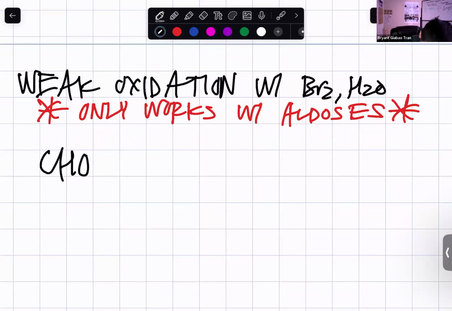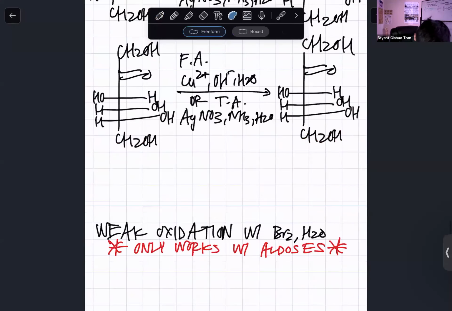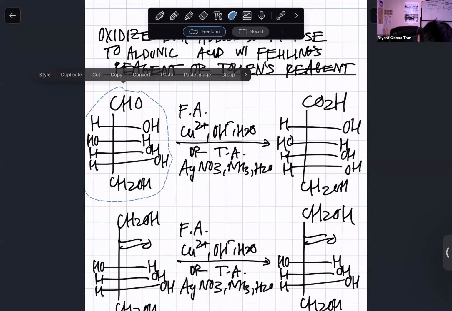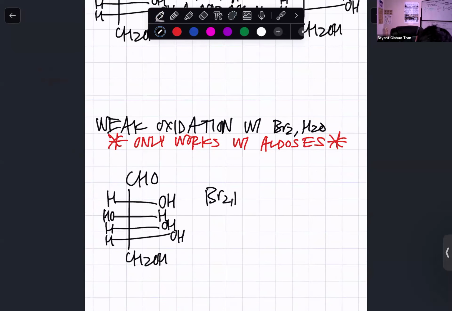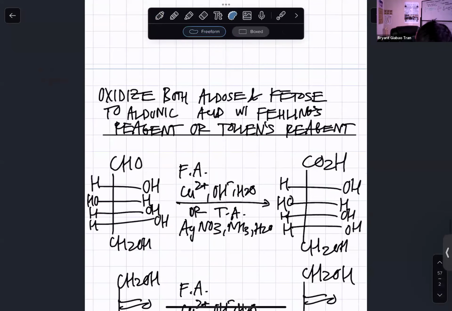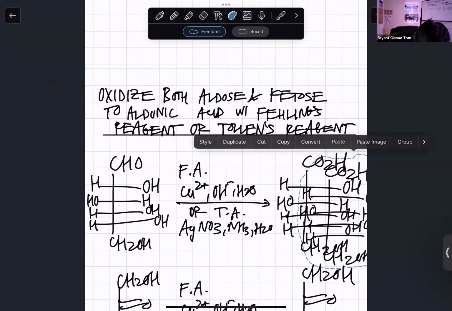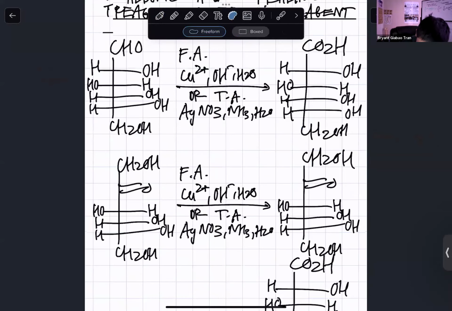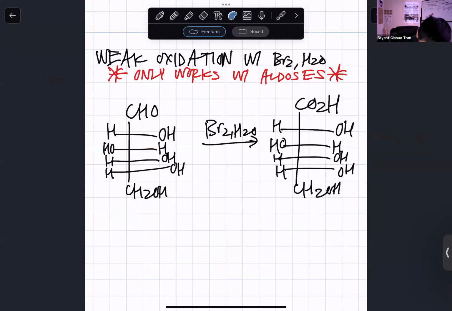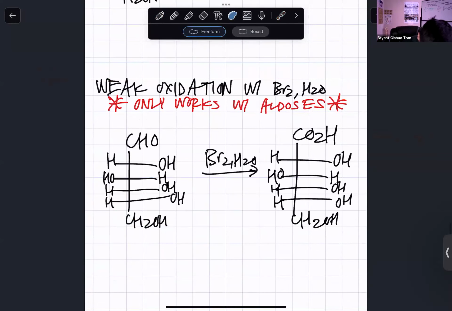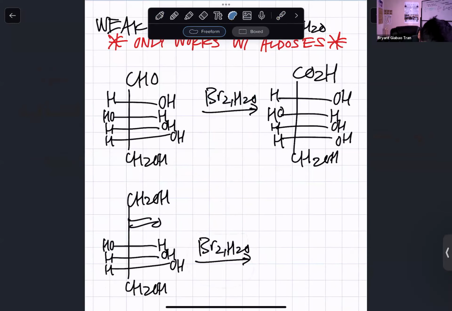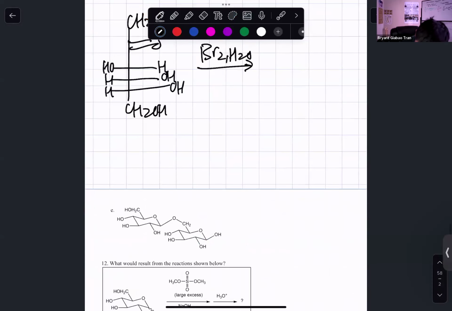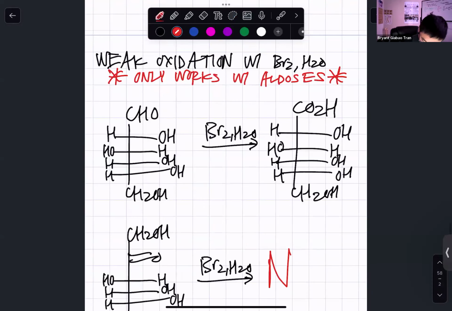If we have, let's bring in that sugar aldose, and we react it with Br2 and water. Because this is a weak oxidizing agent, we're only going to oxidize the top carbon, the CHO at the top, into a carboxylic acid, not the bottom carbon, right? If you see a ketose trying to react with Br2 and water, there's going to be no reaction, no significant amount of product formed.